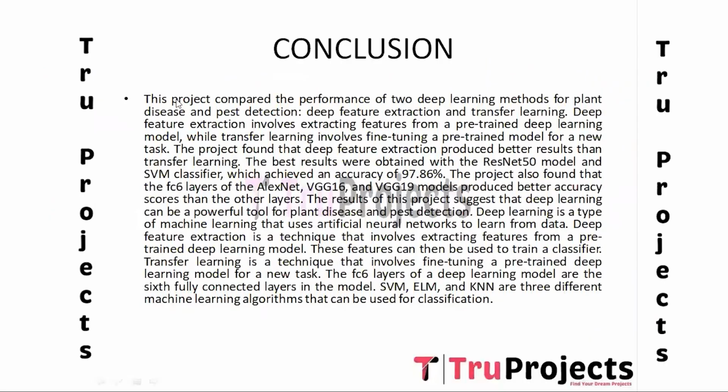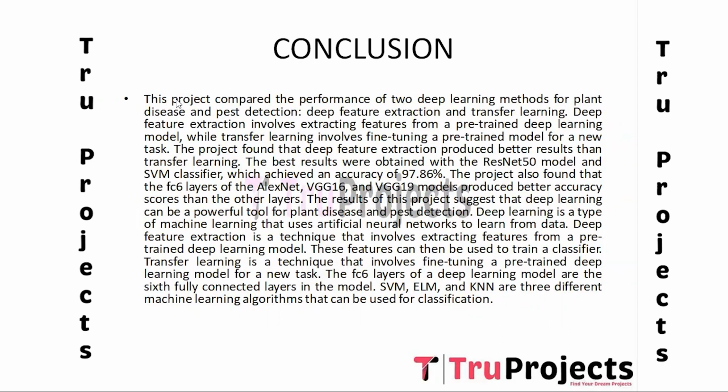The conclusion: deep feature extraction and transfer learning are used for pest detection and plant disease detection. Deep feature extraction involves extracting the features from a pre-trained deep learning model, while transfer learning involves fine-tuning a pre-trained model for a new task. The project found that deep feature extraction produced better results than transfer learning. The best results were obtained with the ResNet 50 model and the SVM classifier, which achieved an accuracy of 97%. The project also found that the FC6 layers of the AlexNet, VGG16 and VGG19 models produced better accuracy scores than the other layers.